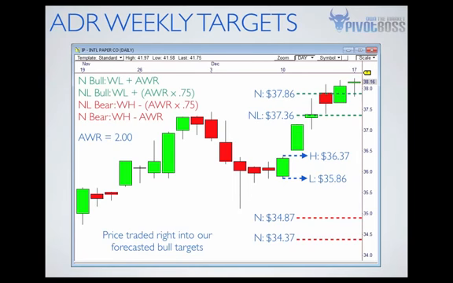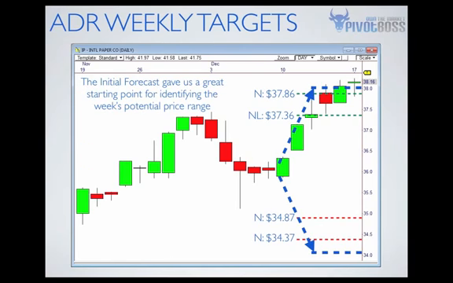Now we can see what actually happened with price movement. Here's Tuesday, Wednesday, Thursday, and even Friday's market, and you can see that price did indeed continue to push higher, and it pushed right into the normal light target, and a day later reached the normal target. But you can see that price did indeed trade in the manner in which we expected, right?